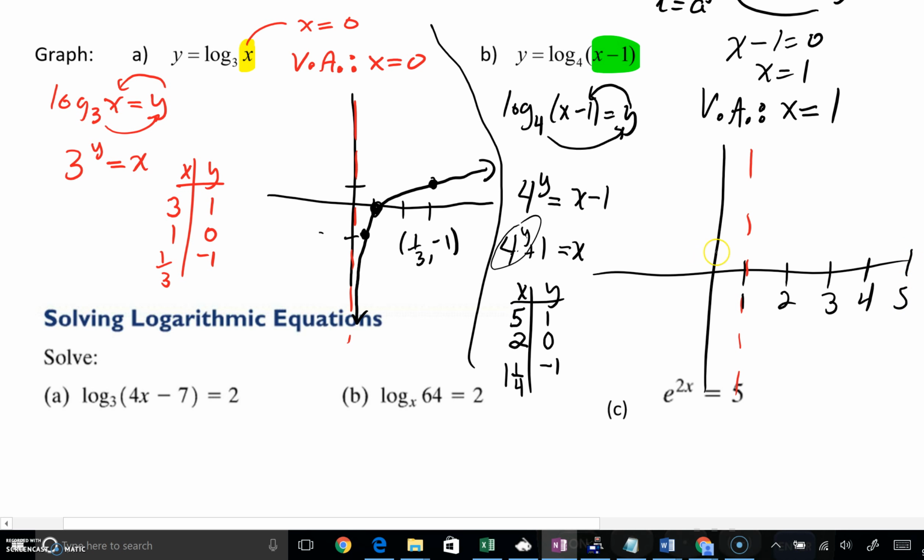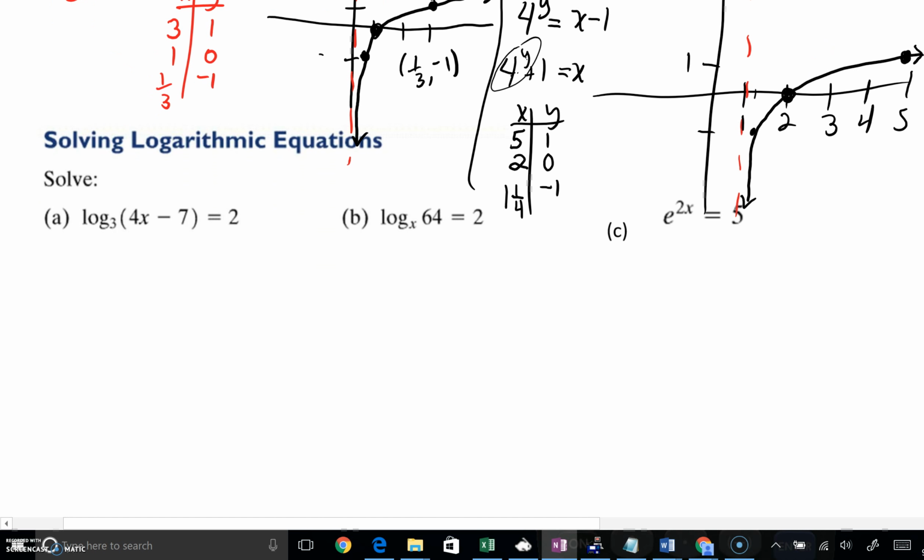Well, where are we going with this? We'll have a point at 5 comma 1. We'll have a point at 2 comma 0. And here's about 1 1/4. That's going to be down here at negative 1. You can get this thing graphed out in a hurry. And that's maybe the nicest, quickest, easiest way to get the graph of a log done.